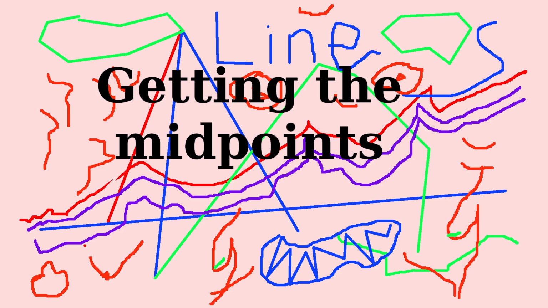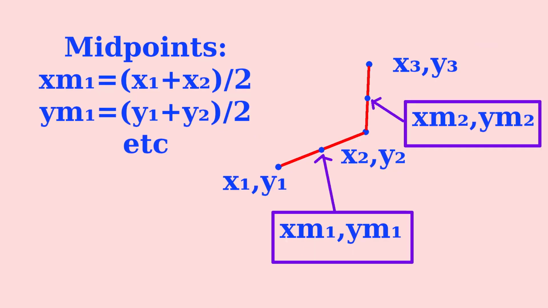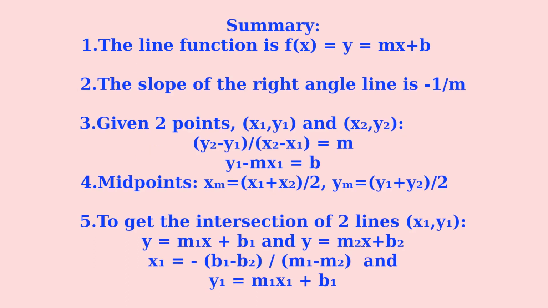We often need the midpoint of a line between 2 points. That can be gotten by averaging the x values to get the new x and the y values to get the new y. Here is the table of our results.